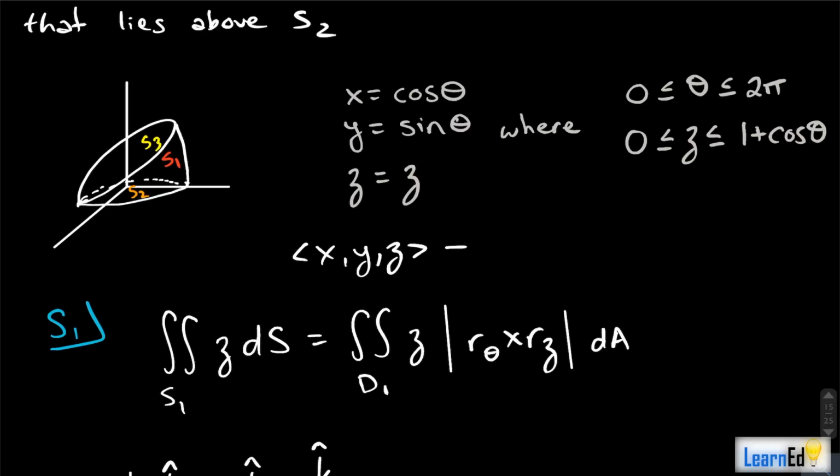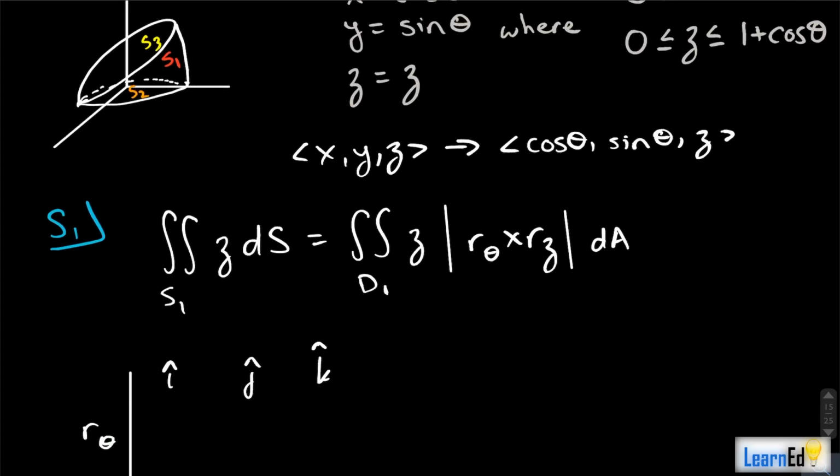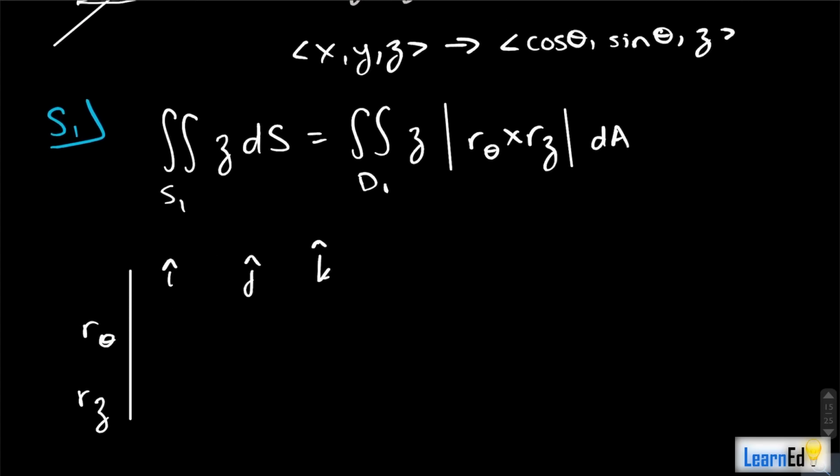what we would be converting into cosine theta, sine theta, and z, right? That's what that essentially gets converted into. So what we're going to do now is take partial derivatives with respect to theta of each entry. If we do that, so that's kind of what this r theta means.